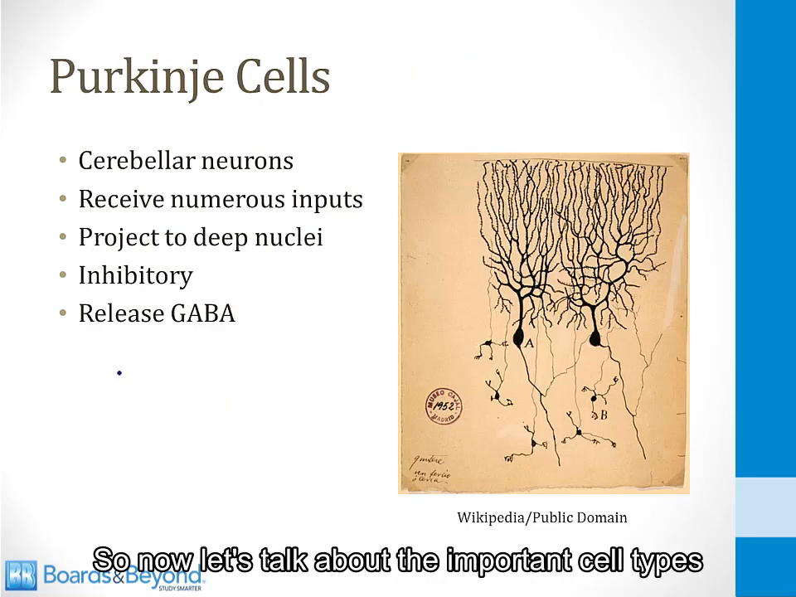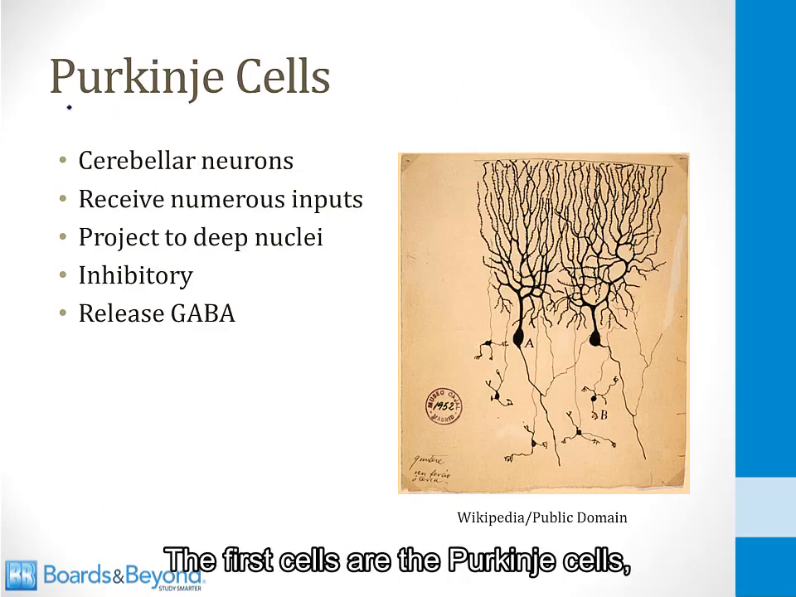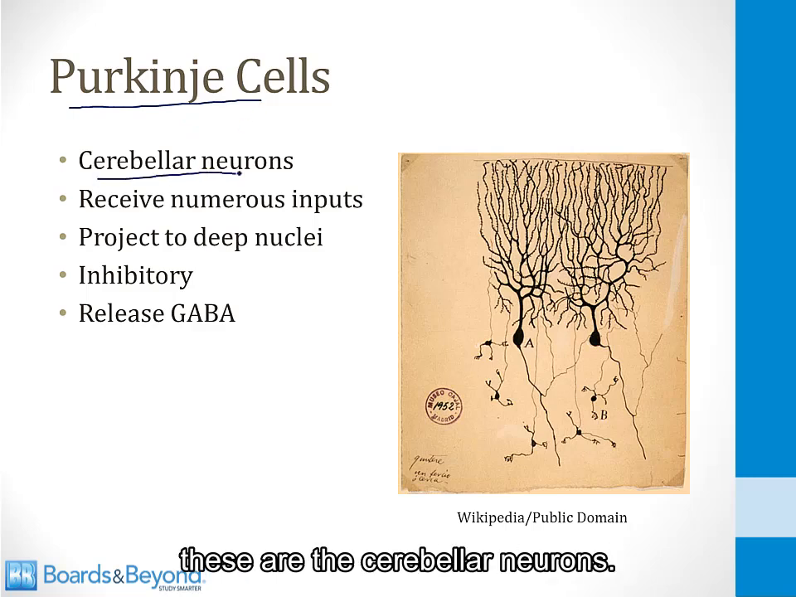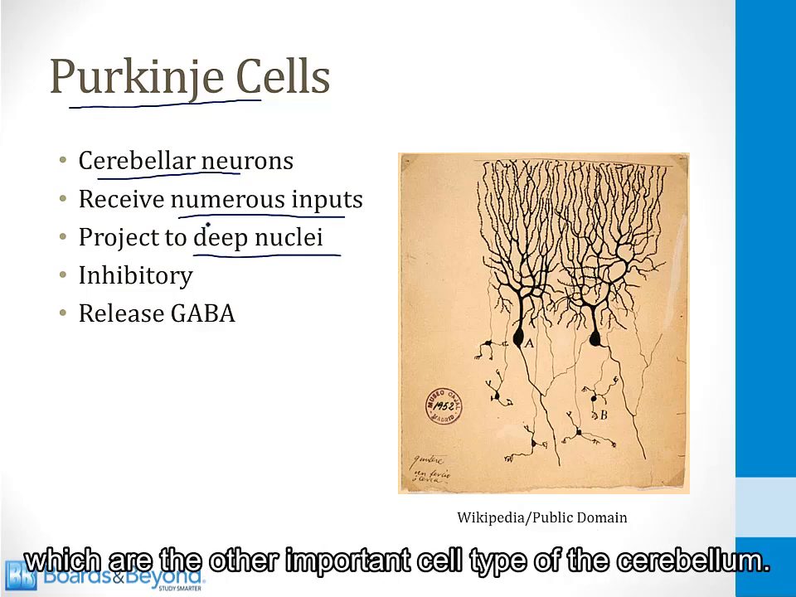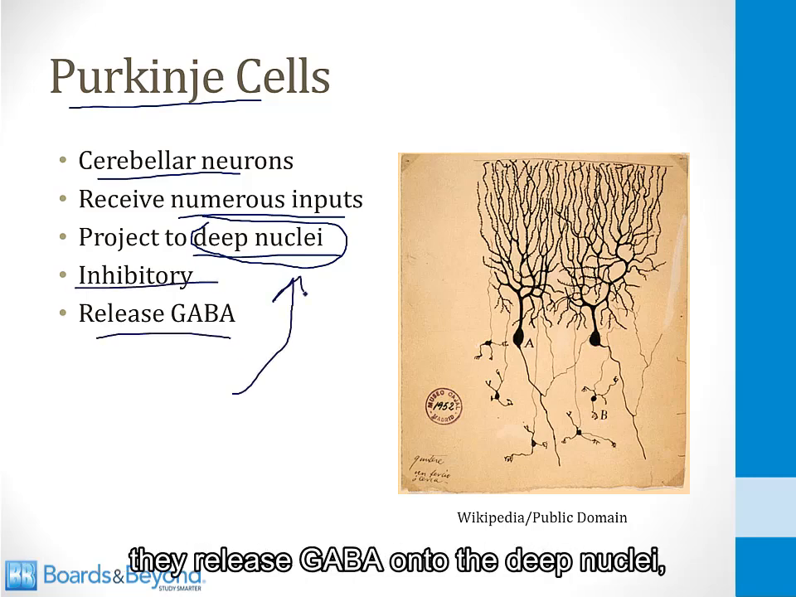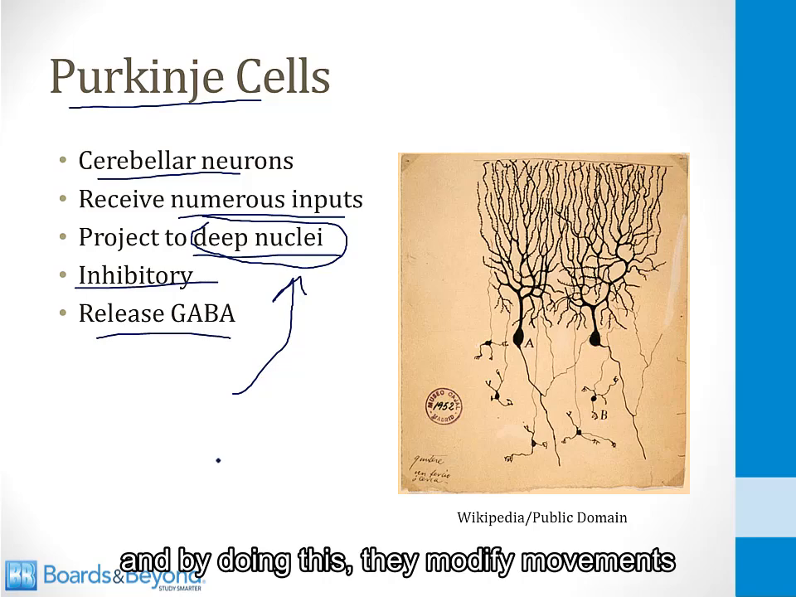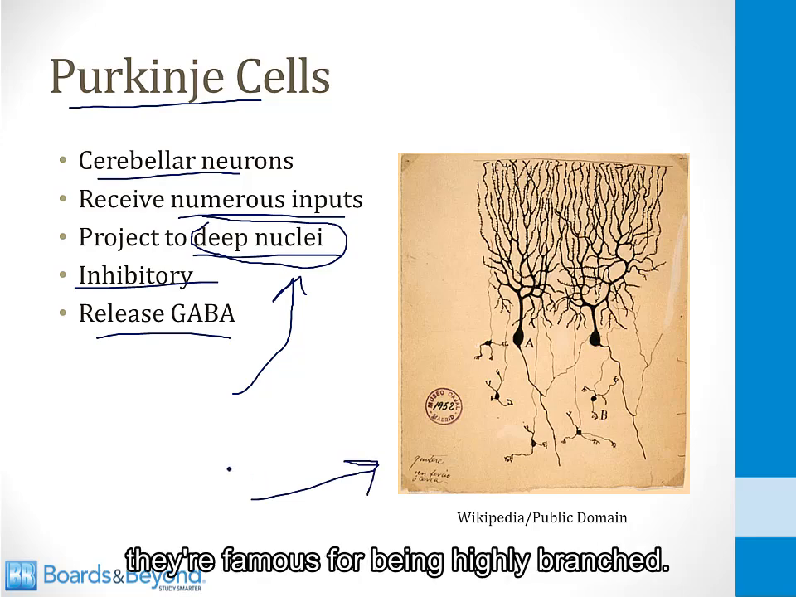So now let's talk about the important cell types that are found within the cerebellum. The first cells are the Purkinje cells. These are the cerebellar neurons. They receive numerous inputs and project to the deep nuclei, which are the other important cell type of the cerebellum. The Purkinje cells are inhibitory. They release GABA onto the deep nuclei, and by doing this, they modify movements and help to coordinate movement. And this is a drawing of what Purkinje cells look like. They're famous for being highly branched.